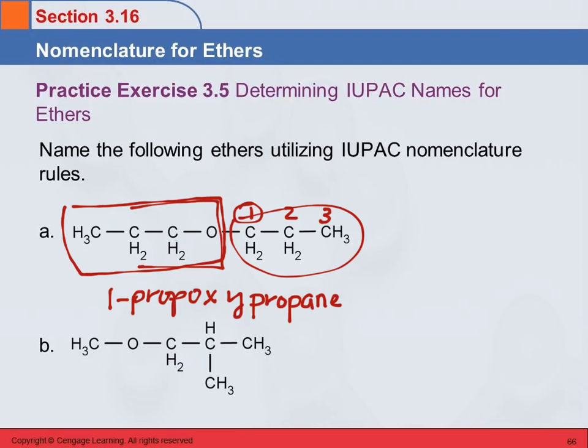Let's look at this next one. Well, this is our big group over here, isn't it? That's got 1, 2, 3, 4 carbons, and this guy over here only has 1. So what's our chain over here? What's the longest chain we have? Propane, right? There's 3 carbons. 1, 2, 3. So this is also going to be a propane.